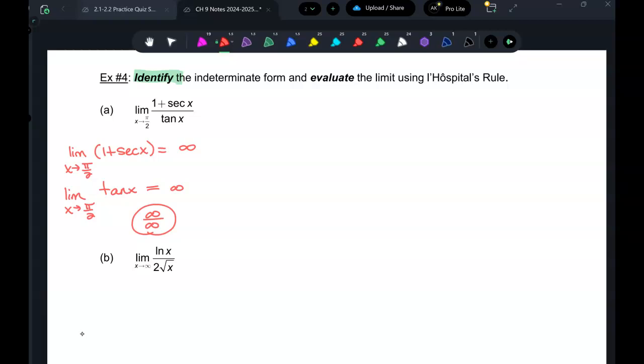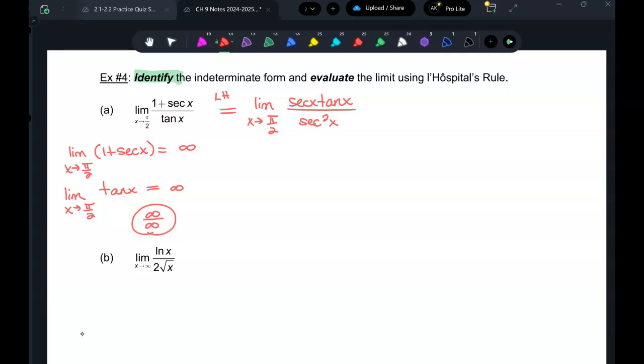Trust me. All right, so now we want to evaluate using L'Hopital's rule. So again, this is still kind of review. We haven't done any of the new forms. So the derivative of secant is secant tangent, and secant squared. So you get secant over secant squared, so one over secant, and then you get tangent over secant, which is tangent.